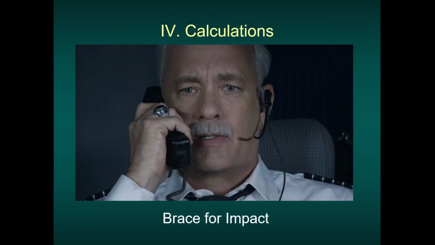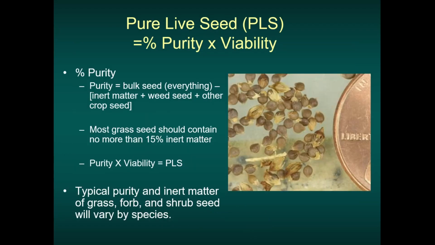So now we're going to go into making the seeding calculations. The first thing we want to talk about is PLS, or pure live seed. Everything that we do, all of our calculations are based on pure live seed. And this just means this is the seed in a bag or in a lot of seed that is actually healthy, going to germinate, it's not broken, and it's not inert material. So in the picture you can see you've got some inert material here. There's some stuff covering the seeds.